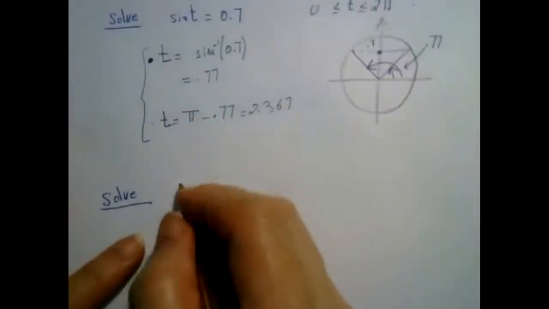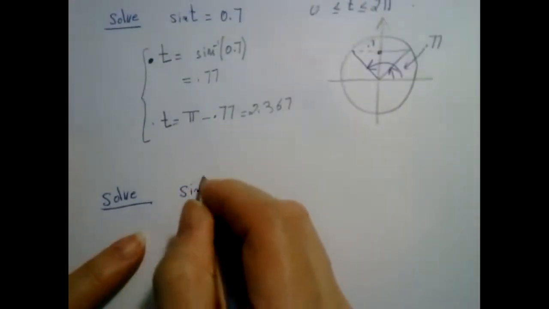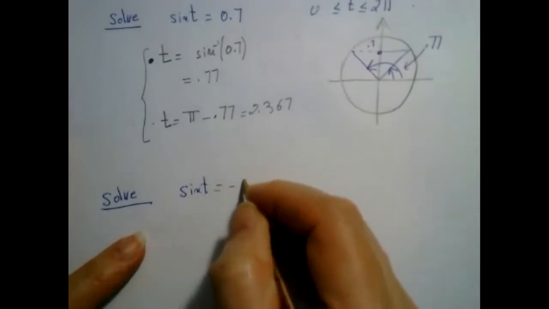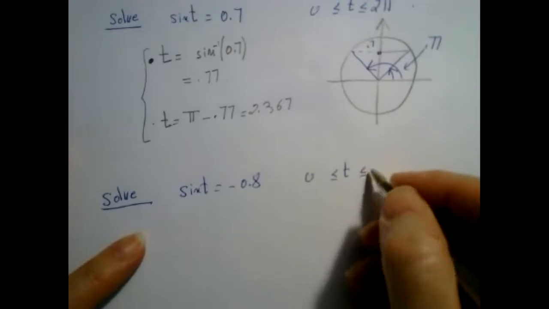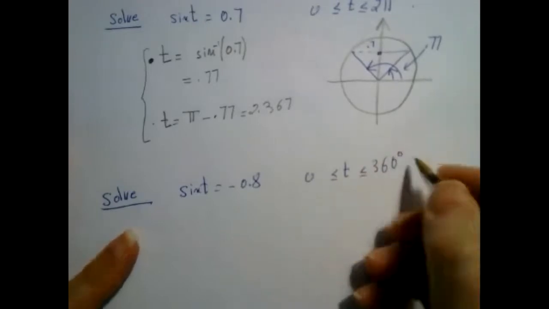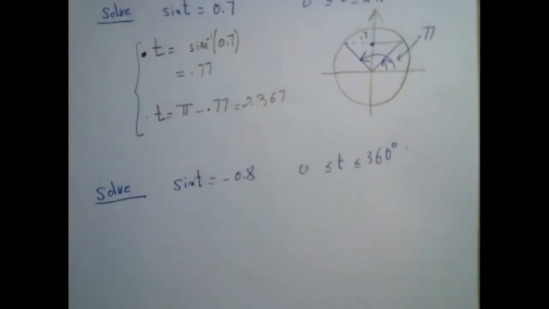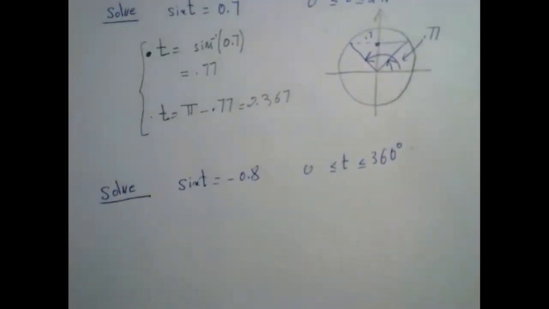Suppose I tell you solve sine t equals minus 0.8. And this time I give you between 0 and 360 degrees. So this time I want my angle in degrees. Make sure your calculator is in degrees. Okay, so you have to know what unit it should be. Again, I give you 3 minutes, and I want answers on chat.